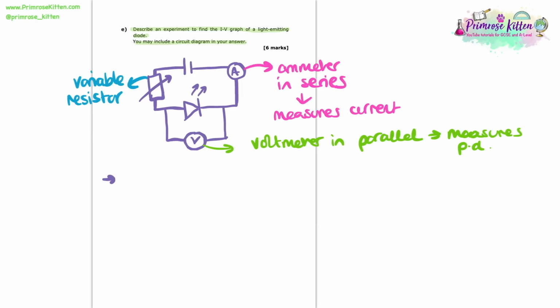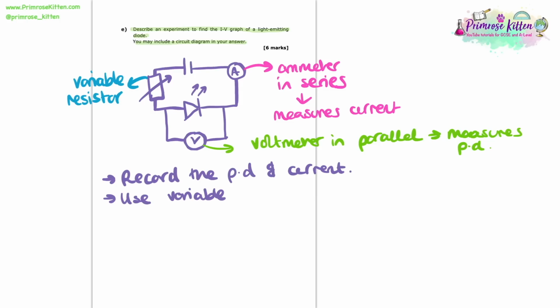So now let's describe what we're going to do. Once we've set up the apparatus in this way, we're going to record the potential difference and the current. Once we've done that, we're now going to use our variable resistor to change the potential difference. Then we're again going to record the new potential difference and current. Again, we're going to use our voltmeter to measure the potential difference, and we're going to use the ammeter to measure the current.